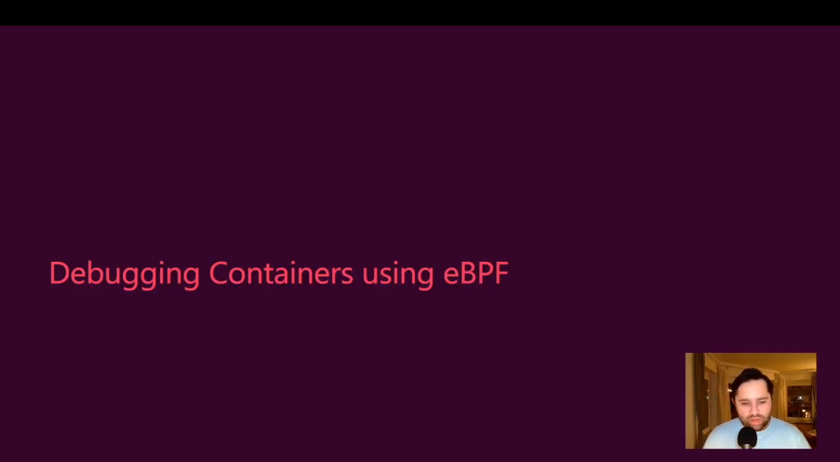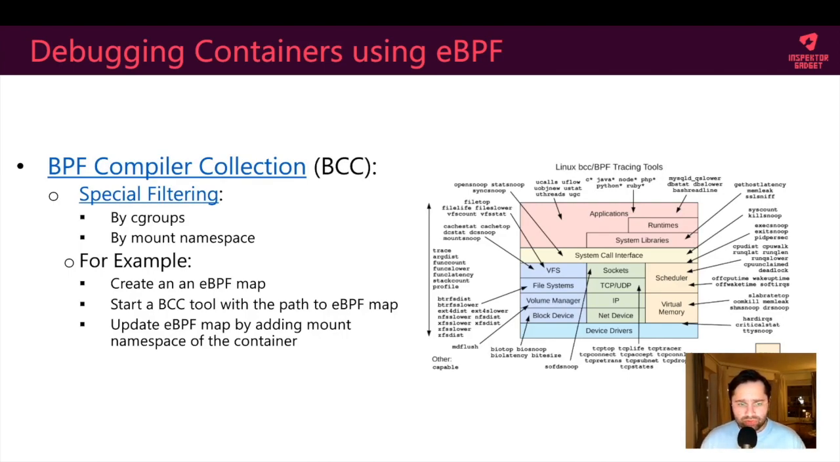So eBPF is a powerful technology, but it is low level, and debugging containers using that is a challenge itself. To demonstrate, I'll talk about a project called BCC. It is a combination of BPF tracing tools, and they target different Linux components. The feature I'm interested in is called spatial filtering. It allows filtering using cgroups and mount namespaces. Now containers are just a bunch of namespaces, and if I'm able to filter by mount namespaces, since a mount namespace uniquely identifies a container, I can filter by containers.